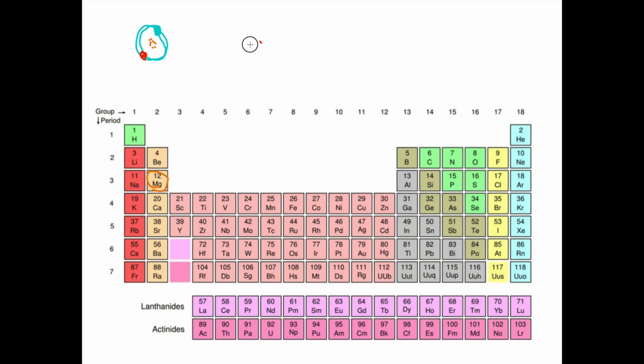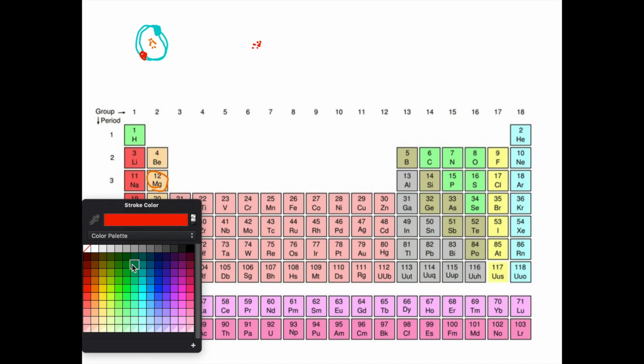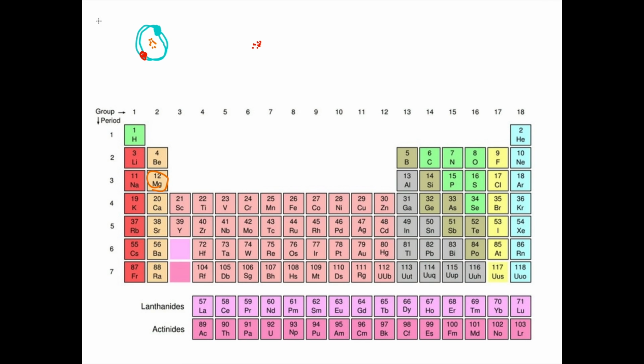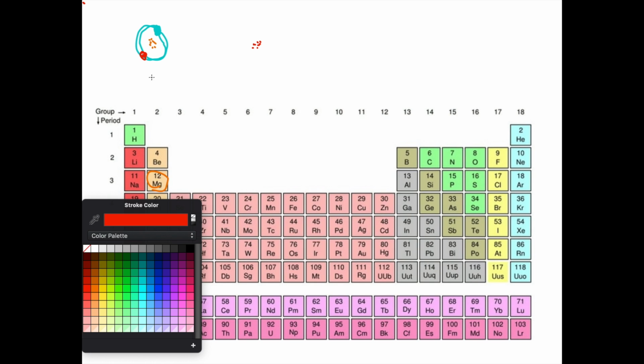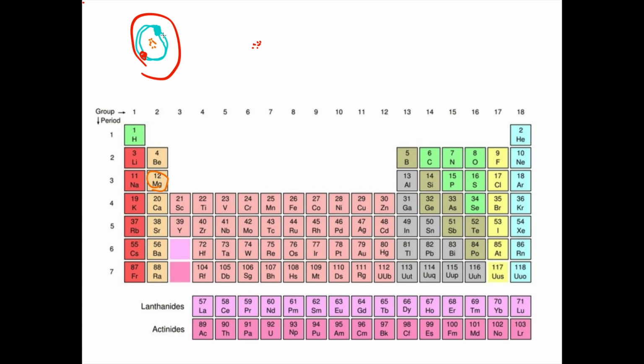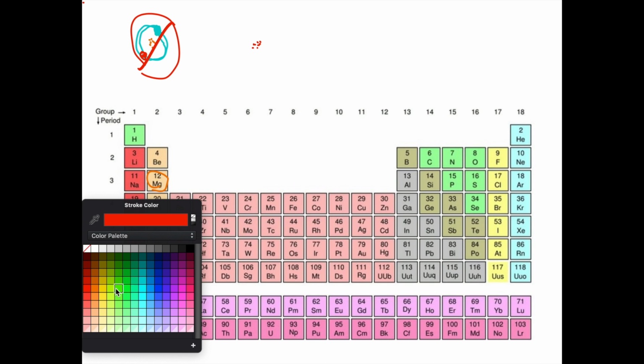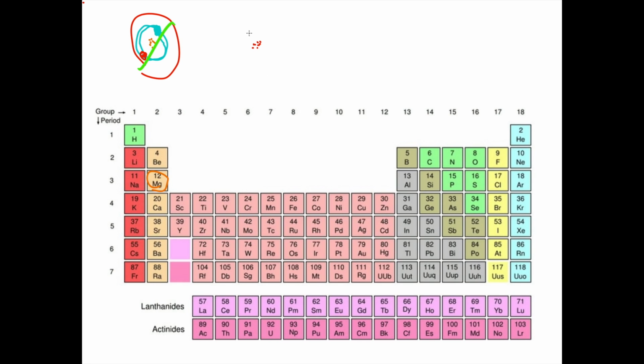So if these are the electrons, 1, 2, 3, 4, 5, 6, 7, 8, 9, 10, 11, 12. Okay. And you might imagine, okay, so this is what you might imagine, right? That is completely wrong. What it actually is, it's what's called a cloud of probable electron location.